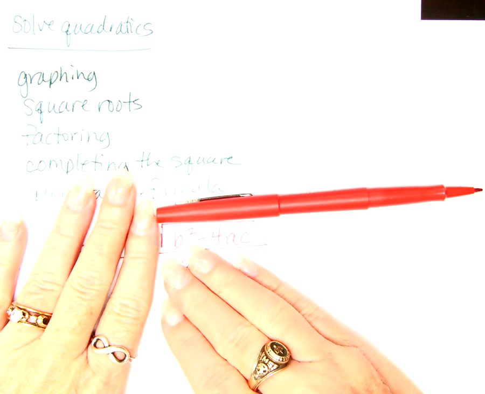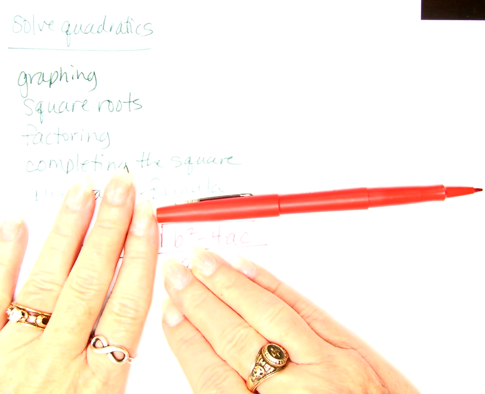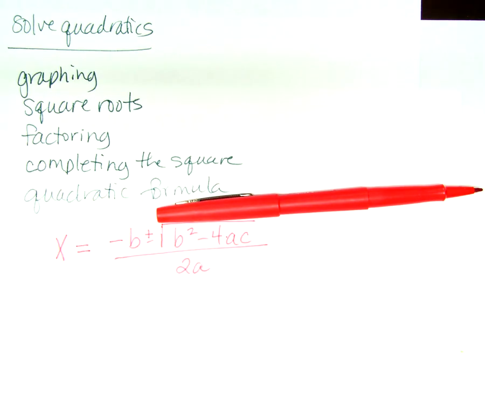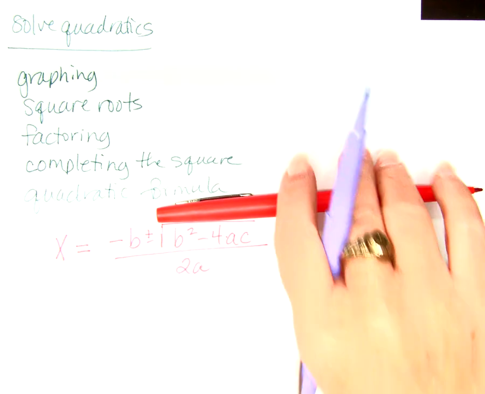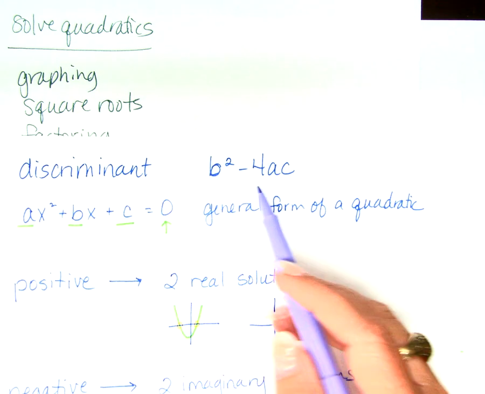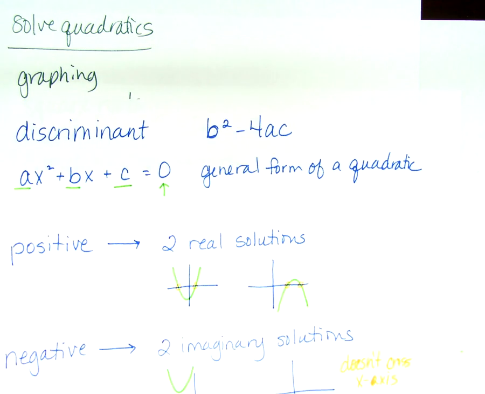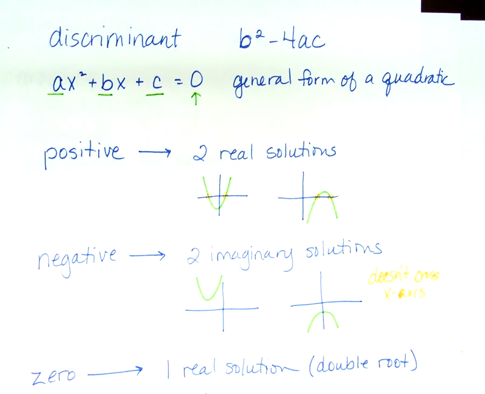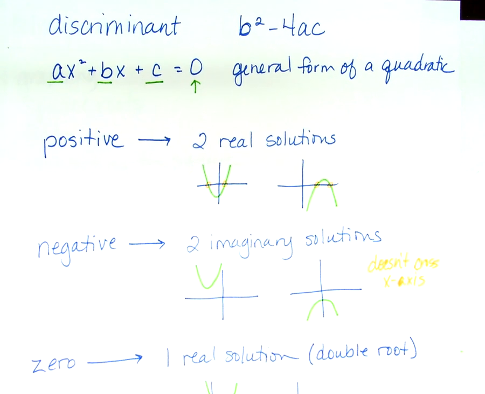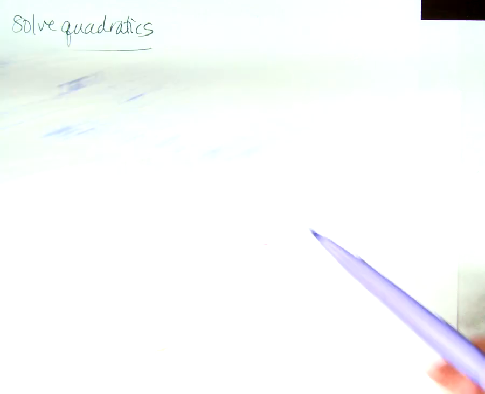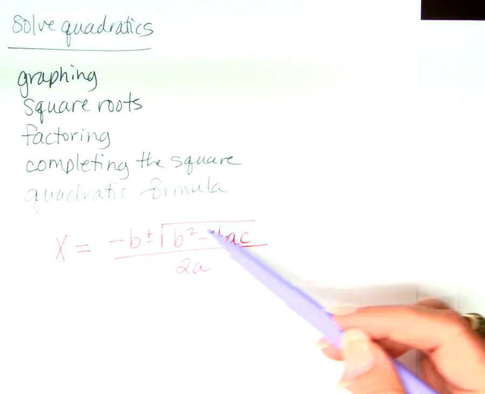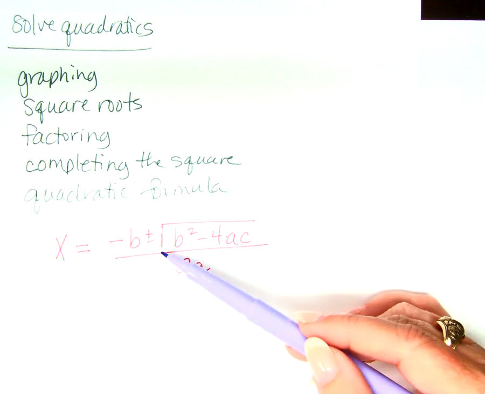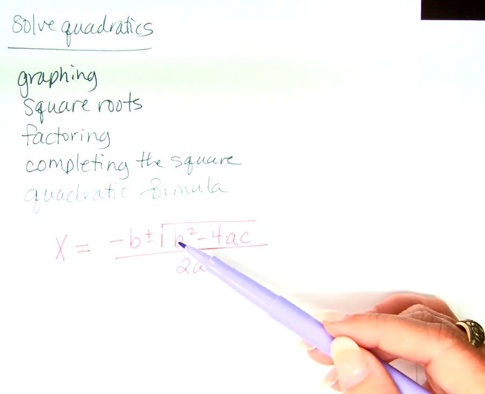What is that? B squared minus 4ac is part of the quadratic formula. It is the discriminant. So can we think back to yesterday just a second? Well, first of all, where is the discriminant? It's under the root sign, right?